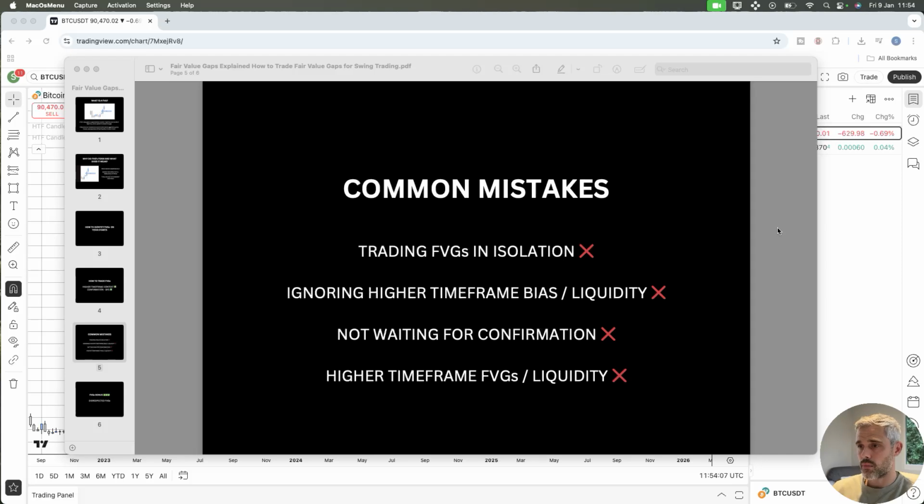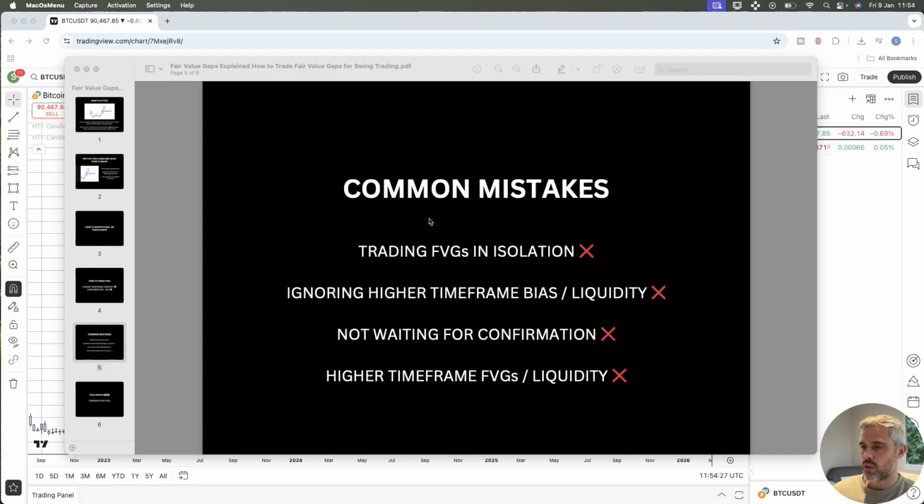Okay, let's look at some common mistakes when trading fair value gaps. So never trade fair value gaps in isolation. Don't just see fair value gaps getting created on your trading time frame, whatever time frame that is, and assume this is a good opportunity to go long or short.